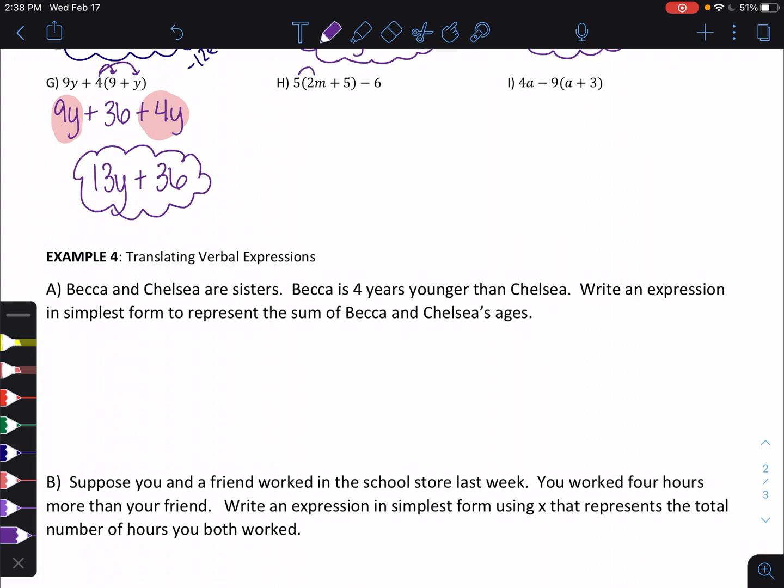Here I'm going to distribute. So 5 times 2 is 10m. 5 times 5 is 25, and then I've got plus a -6. 10m is going to stay the same. And then I've got 25 plus -6 is going to be plus 19.